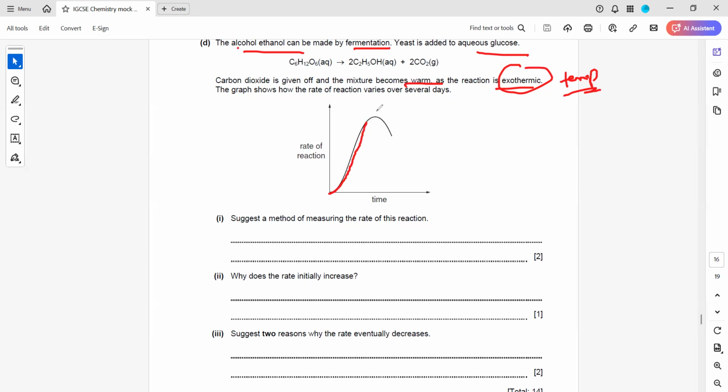But why is there a decrease in this part? Because as the temperature rises too much, it will denature the enzymes which are present in the yeast. That's why the rate will decrease for this reaction.